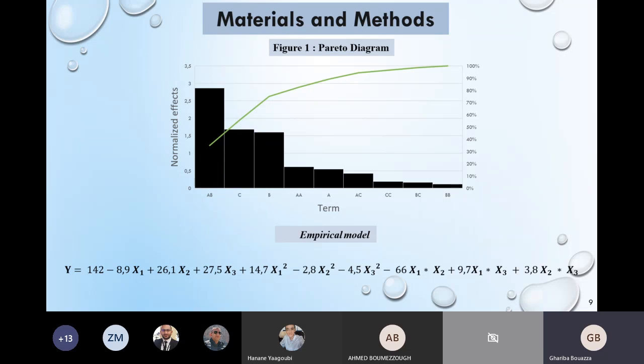By applying the method of experimental designs, the model sought for the study of the response surface is of the second degree. It is represented by the following regression equation.